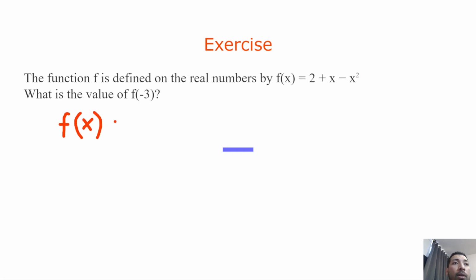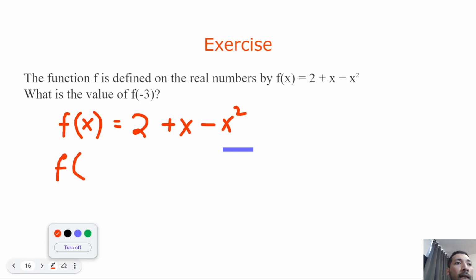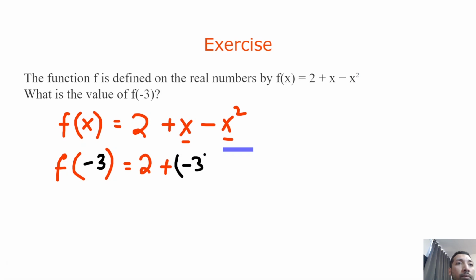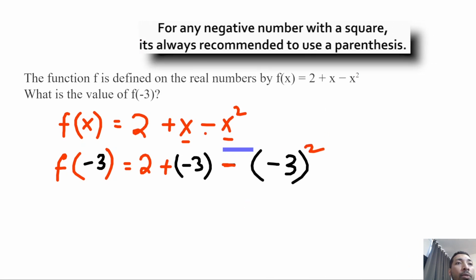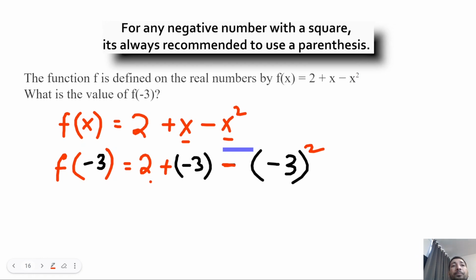So first, we just write down our function f of x equals 2 plus x minus x squared. And now we'll just replace this x with -3. So I'll just use a different color over here. Now, as we replace this x with -3, we'll replace all these x with -3 as well. So we have 2 plus, instead of x, we just use -3 minus, we just use -3 here as well. Now we take the square. So you can see that we simply replace each x with the given value.